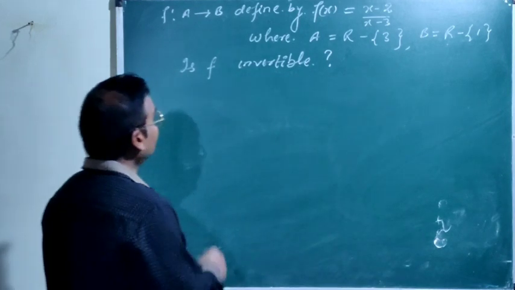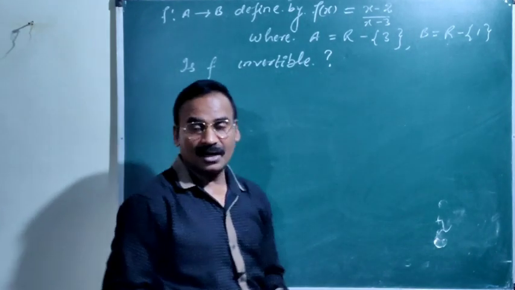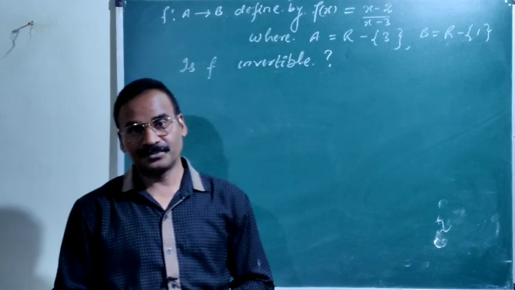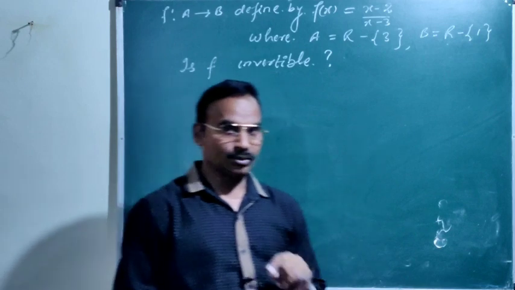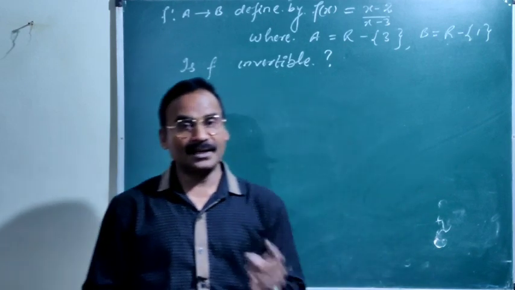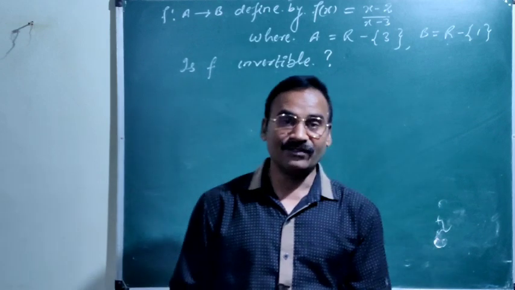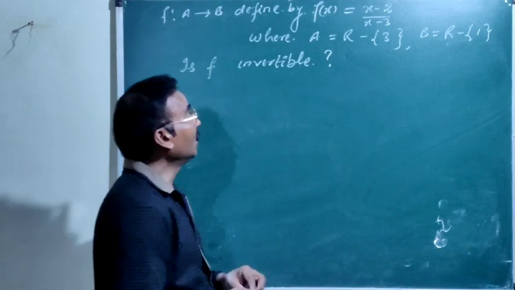Okay, is the function invertible or not? To be invertible, the function must be bijective, number 1, or you can prove that the function and its inverse function, and their composition, always become an identity function. Okay, remember that.